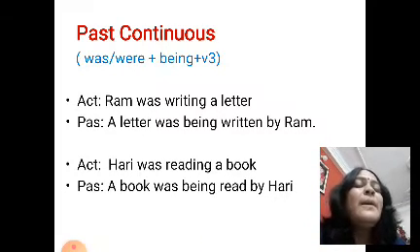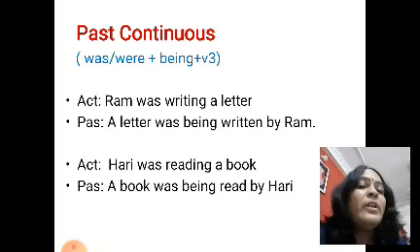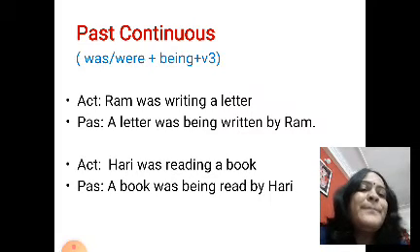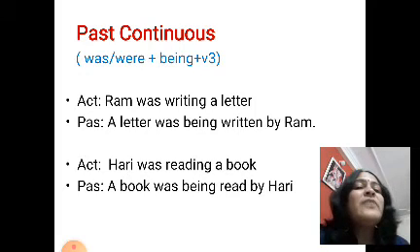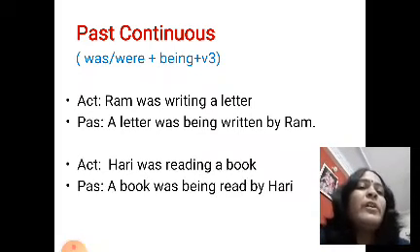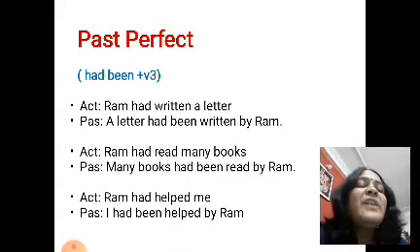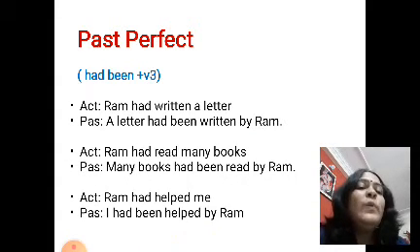Subject plus was/were plus being plus V3. This is the formula over here. Example, Ram was writing a letter, then a letter was being written, being is given, and written is the third form of the verb, by Ram. Hari was reading a book, again a book was being read, again third form of reading is read, by Hari. So past continuous, what we are using? Was/were plus being plus V3. Was where we are using, I have told you already, and were where we are using, I have told you already. Then past perfect, subject plus had been plus V3.